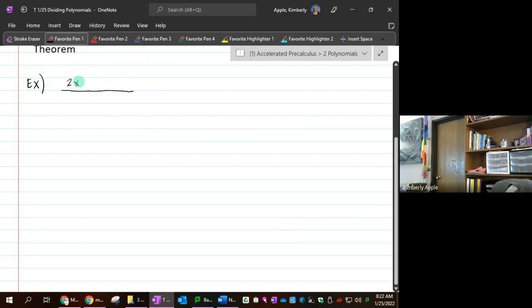So this is 2x squared plus 12x plus 11 divided by x plus 5. This is your divisor on the bottom. This is your dividend on the top.